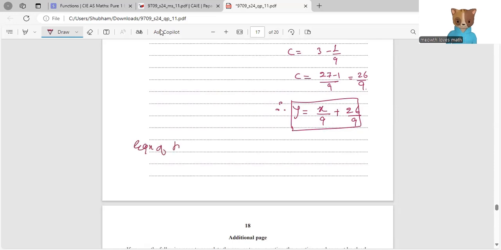So for the equation of the tangent, I need to find it at x equal to minus 1. That is what is given to us. So first we'll find the slope. The slope of the tangent at minus 1 is equal to negative 12 plus 3, which is equal to negative 9.